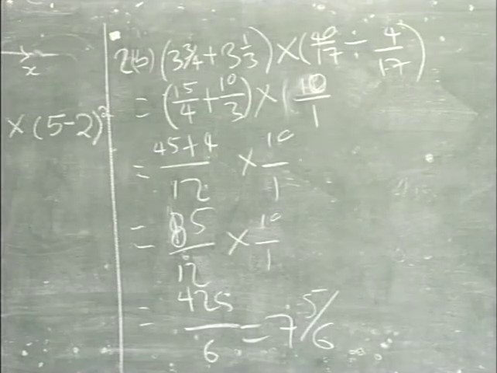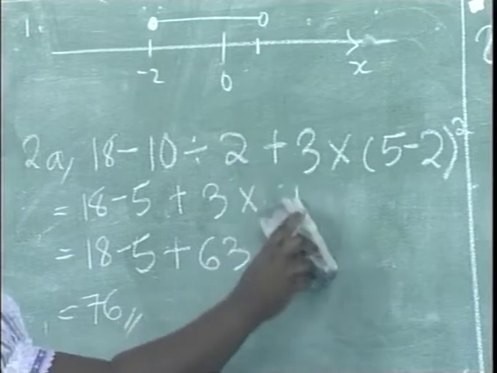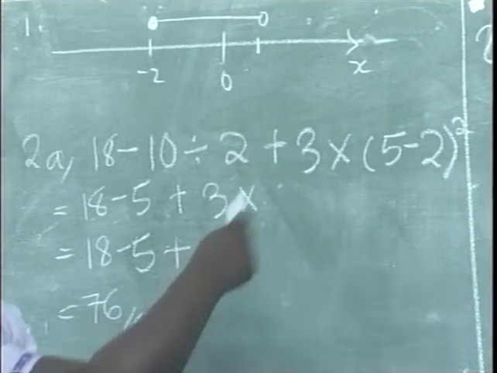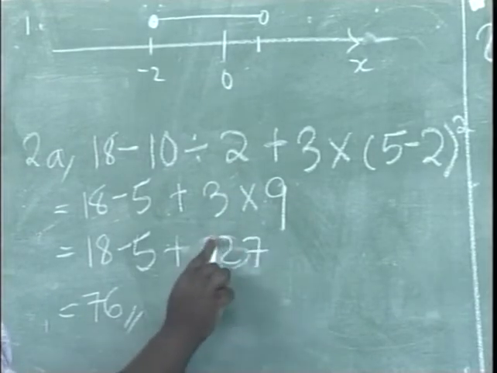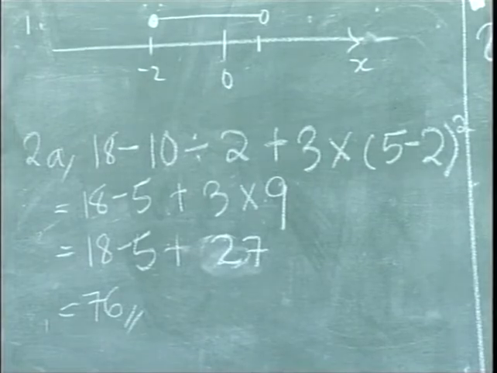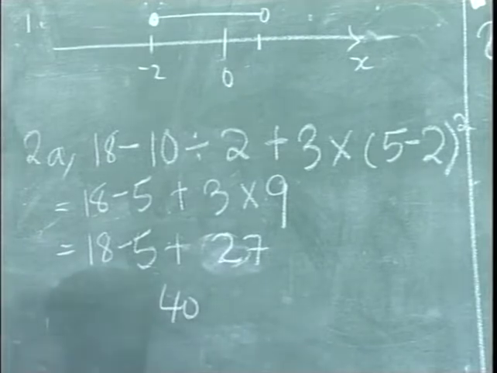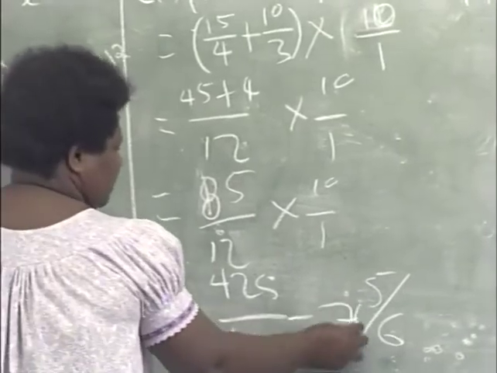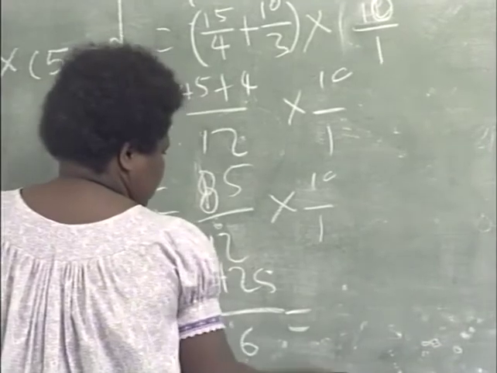Okay, number 2, it should be 3 times 9. 5 minus 2 is 3, 3 squared is 9, so this should be 27. So 18 minus 5 is 13, 13 plus 27 is 40. Okay, this is correct except that this should be 70. So it should be 70 and 5 on 6.